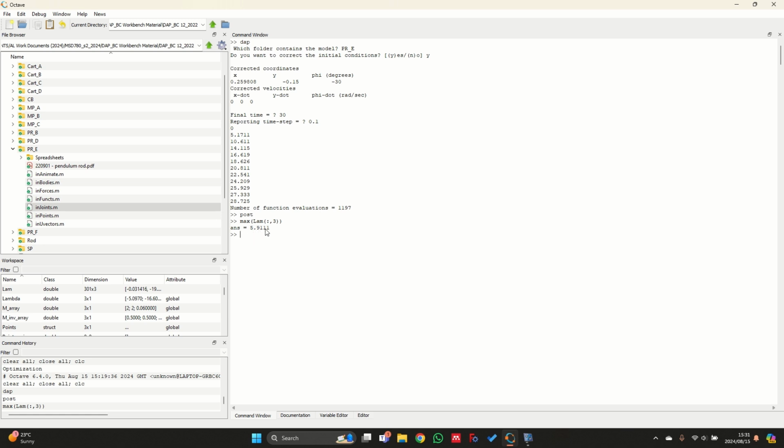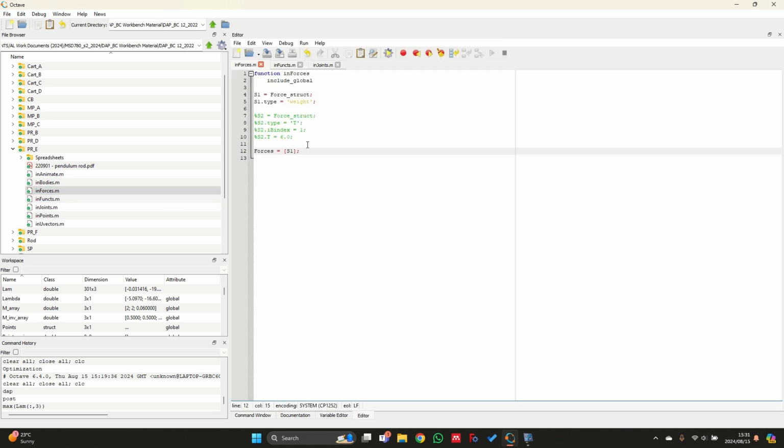So now that I have this, what I can actually go and do is then specify a torque as well. So now I'm going to combine the inverse dynamic analysis problem with the forward dynamic analysis problem. And since this value of 5.9 is sufficiently close to 6, I'm just going to round up to 6. And we then did that under the inforces file over here. So I'm just going to uncomment S2.